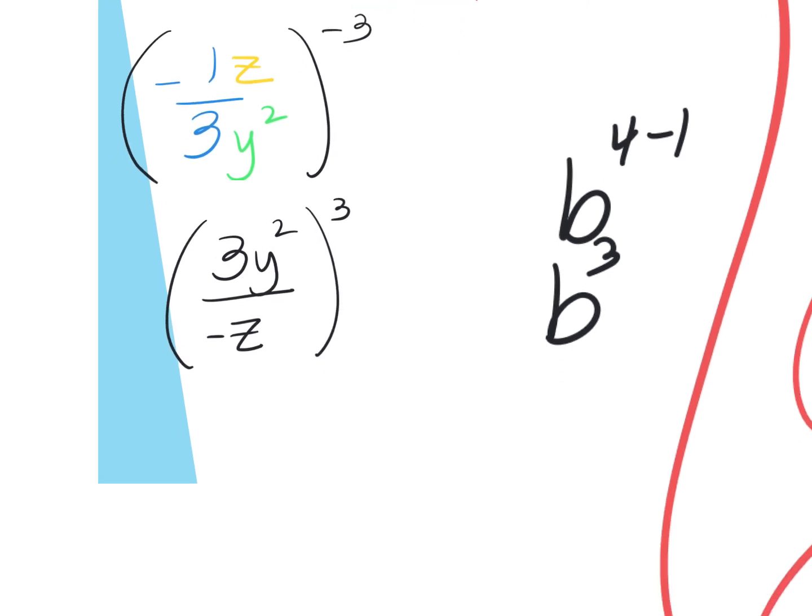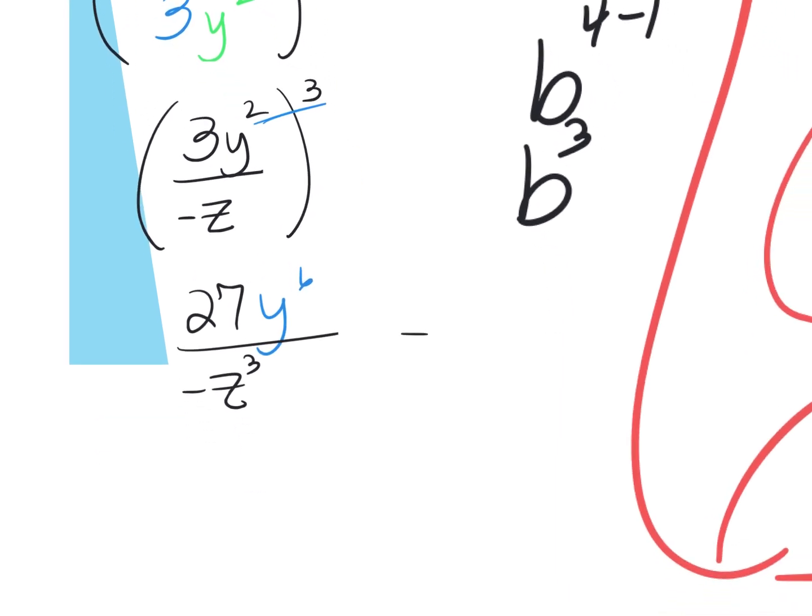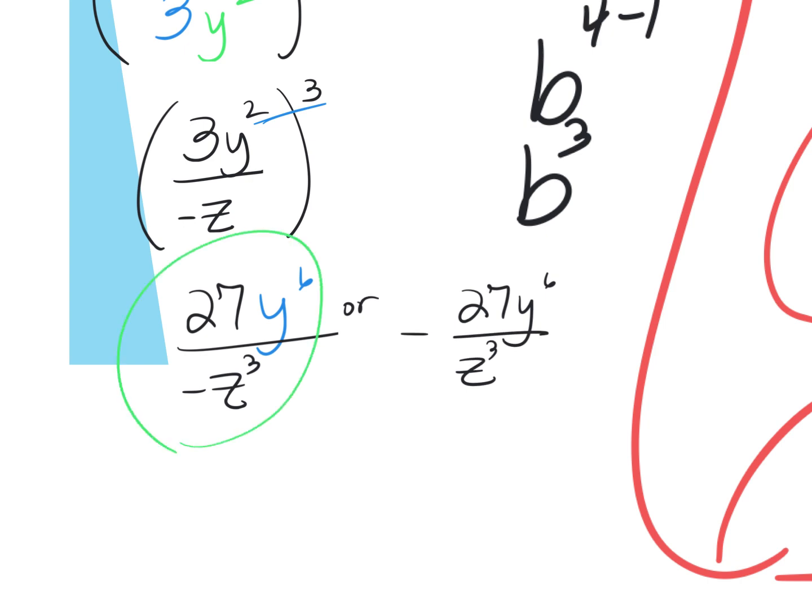So I'm going to cube the 3. It becomes 27. The power to the power here gets multiplied. And then the same thing for the z. It's an odd number, so it just becomes negative z to the 3rd. So you can leave it like that. You could also just pull the negative sign in the front, and then the z to the 3rd in the bottom. But leaving it like this is acceptable. And that is it for the negative exponents.